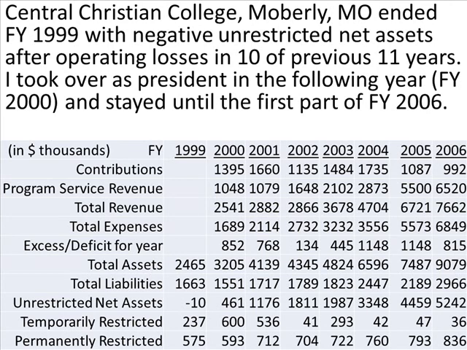Central Christian College in Moberly, Missouri ended fiscal year 1999 with negative unrestricted net assets, a very bad circumstance, after operating losses in 10 of the previous 11 years. I'm personally involved with this organization as I took over as president in the following fiscal year 2000, and stayed until the first part of fiscal year 2006. So this is an example to show it is possible to do a turnaround, to change those unrestricted net assets, and here you can see unrestricted net assets went from negative $10,000 to positive over $5.2 million during that time.